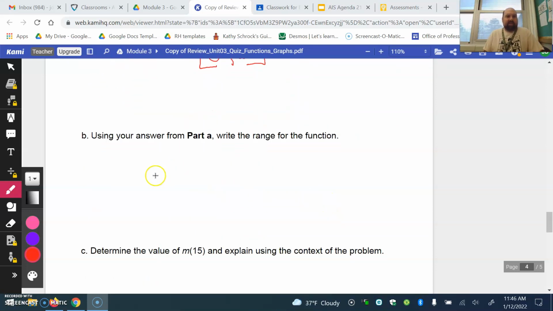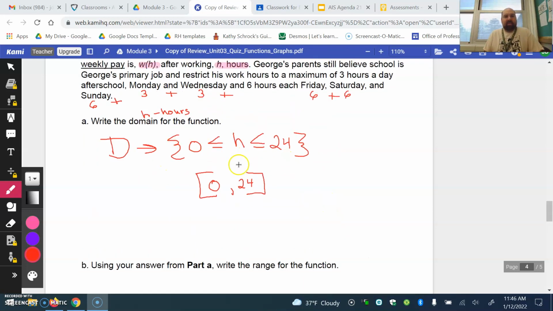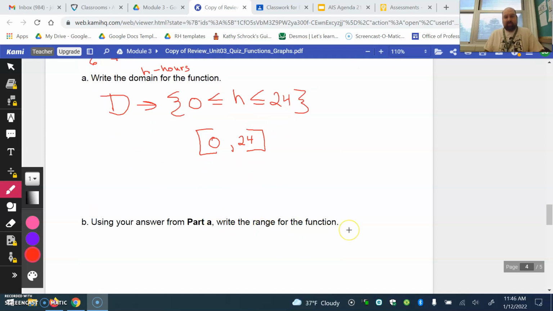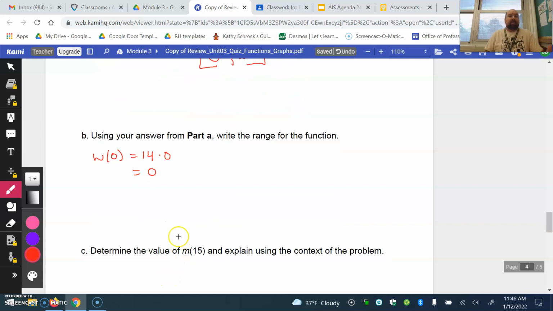Okay, on to the next question. Using your answer from part A, so that's up here, write the range of the function. And the reason you have to use this is because, keep in mind, the range is going to be my minimum and maximum value for how much George can earn. Now, if I plug in my minimum number of hours, which is 0, and multiply 14 times 0, well, that's pretty simple. I'm going to get $0. So if George doesn't work, George don't get paid.